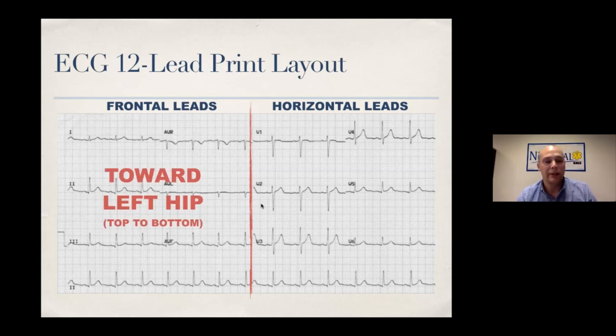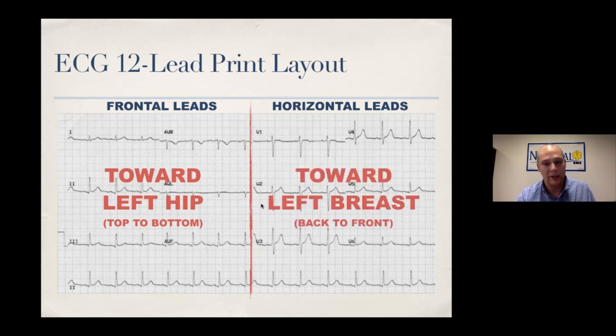So the deflection typically goes from the AV node towards the left hip, top to bottom. The horizontal leads go from the AV node down through the bundle and out towards the left breast. And that's where you're going to look at the V1, V2, V3, V4, V5, V6. And that kind of separates the two. So if you were able to completely take off the horizontal leads, you would just be removing V1 through 6, and you would have what's left over from there.